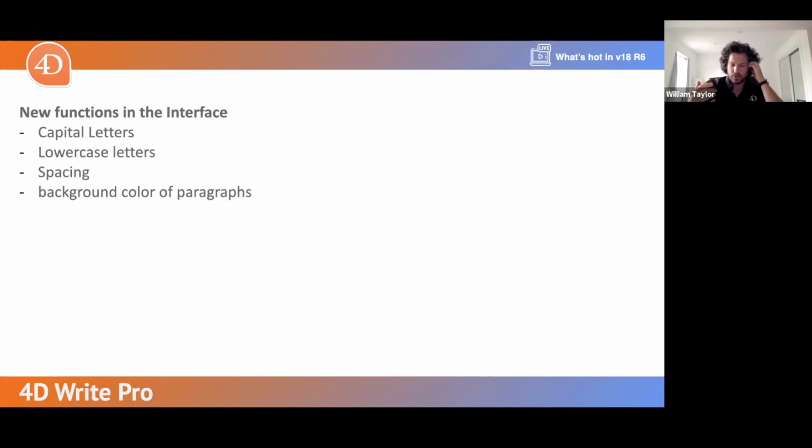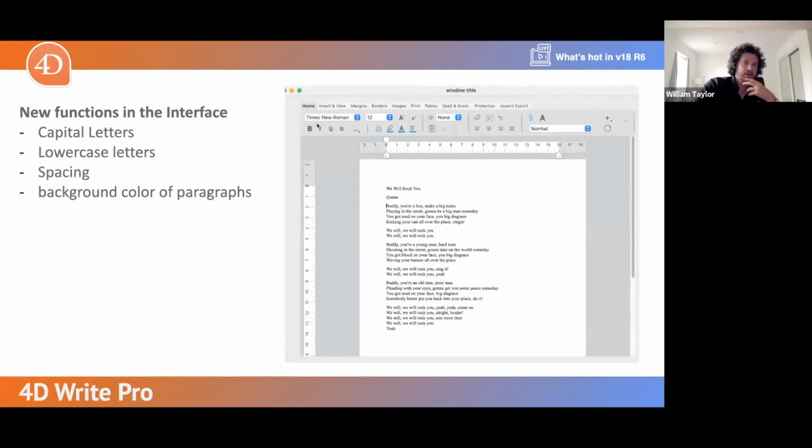So now you're able to highlight text and capitalize, lowercase, change the spacing of a paragraph or a line, and also change the background color of paragraphs, so out of the box. And again, all of this, how this works, is on GitHub, and you can then incorporate this into your application however you need to.